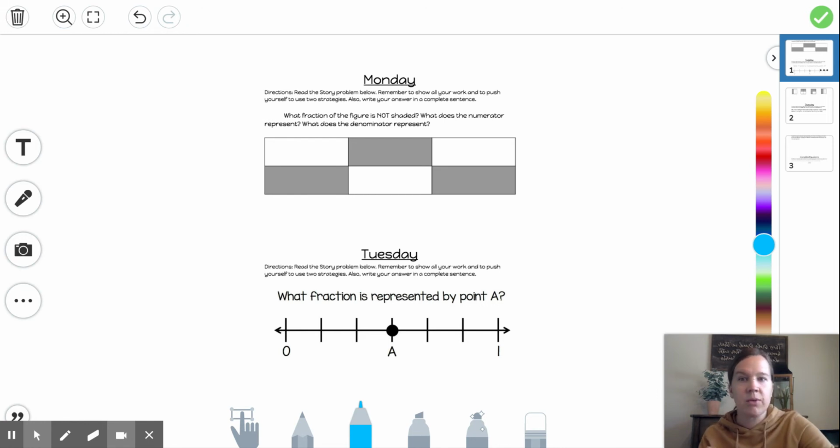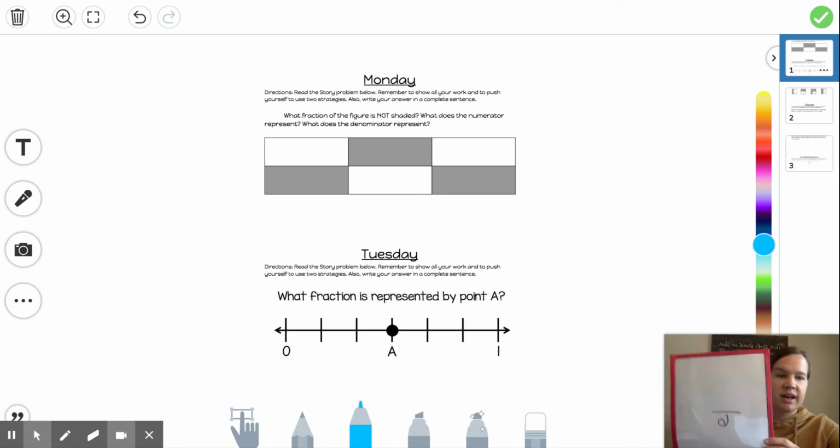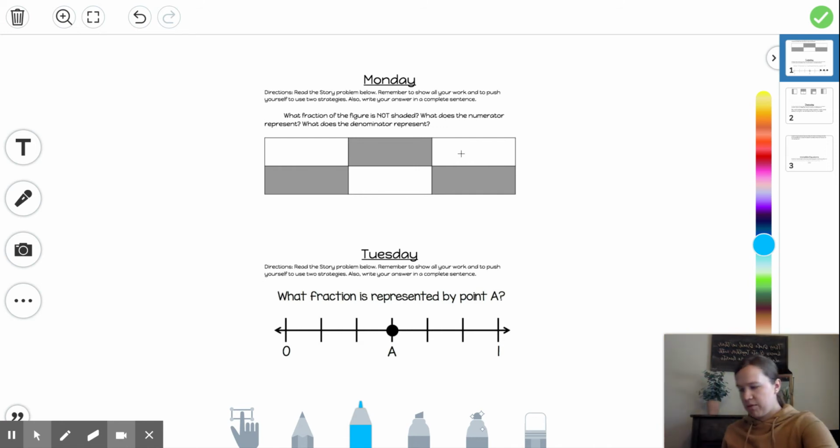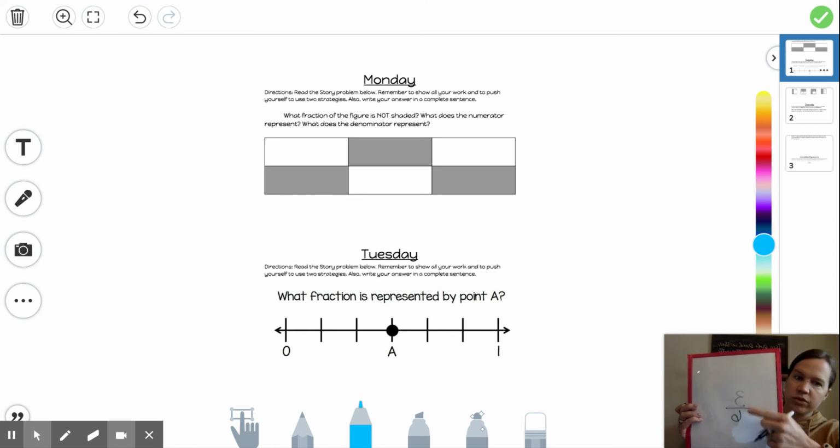So here on Monday, we have kind of like a table where we have 6 total parts. So what I would do is write the number 6 for the denominator because it takes the 6 parts to make the whole amount. And now I'm going to count how many are not shaded. That means the boxes that are white and not gray. So I'm going to say I have 1, 2, 3. I'm going to write it right here. I have 3 not shaded over the total of 6.